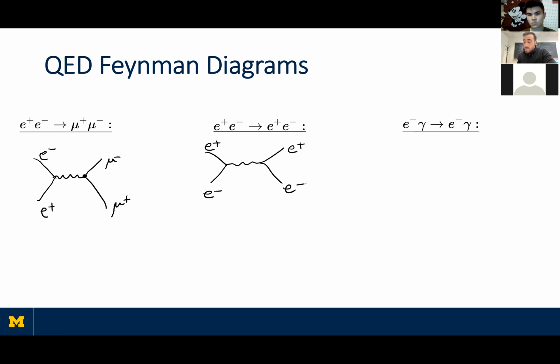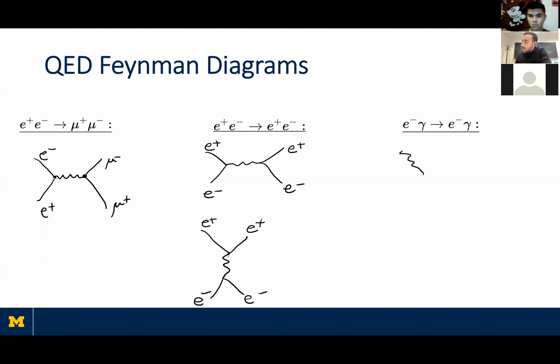But there's another way of this happening. You can have the E plus, you can have the photon, you can have the E minus and the E minus. So this is a different way that the process can occur, but it still respects the Feynman rules. You can also consider other processes like electrons scattering off of photons, and this is known as Compton scattering. I've probably seen before.